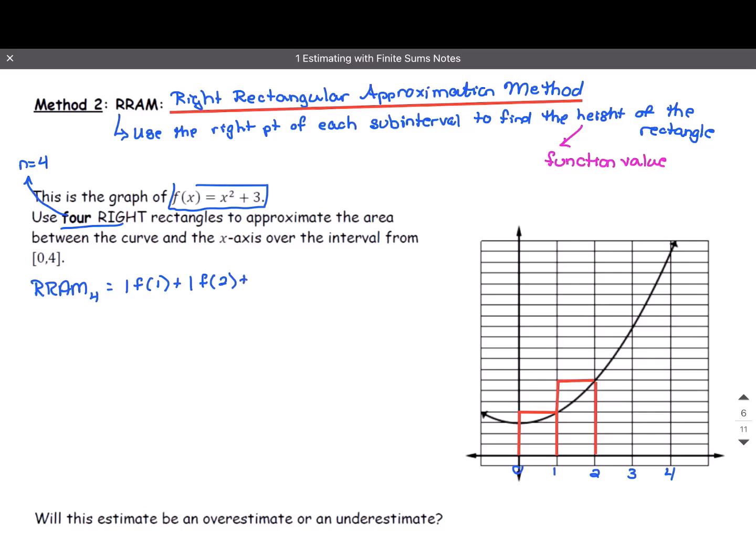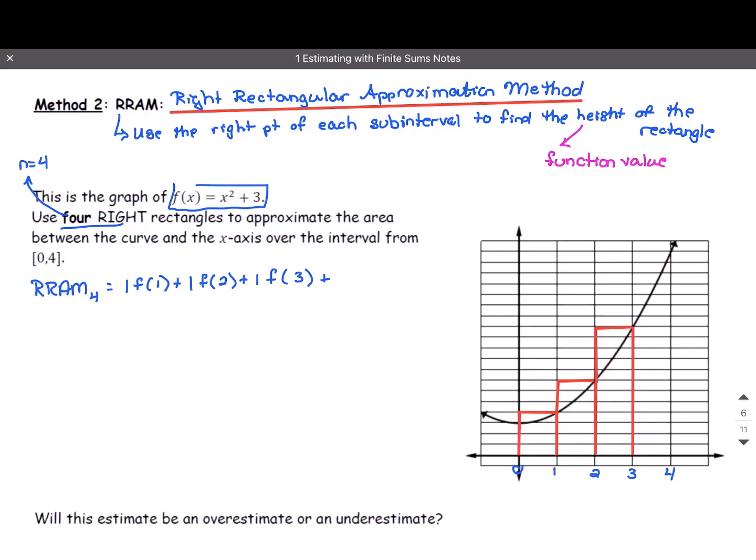Now let's do our third rectangle. So from 2 to 3, 3 is on the right. So we're going to use the 3 to find the height of the rectangle. Follow it back to the beginning of the interval. And then down to where x is 2. So the base of that rectangle from 2 to 3 is 1. And then in the function, we're going to use the right endpoint 3.